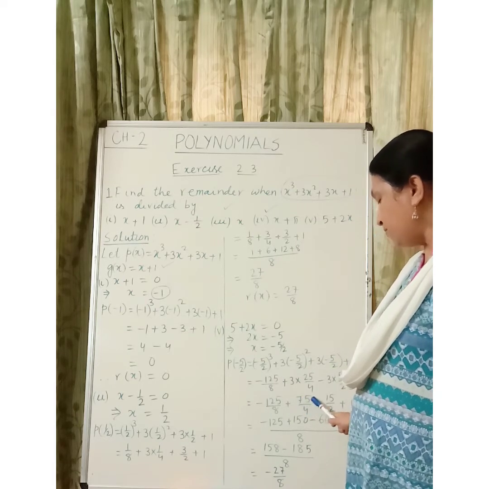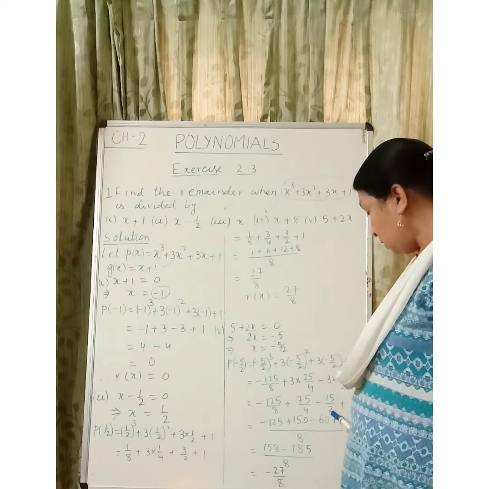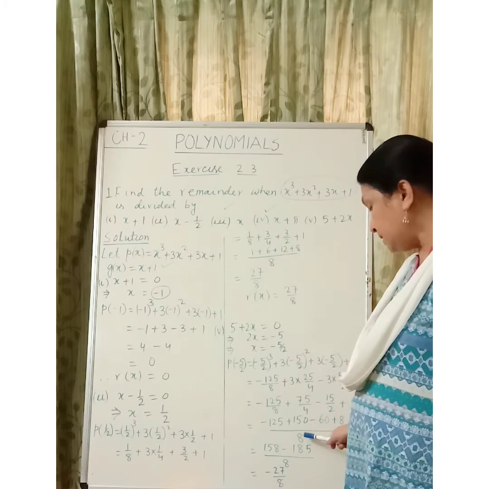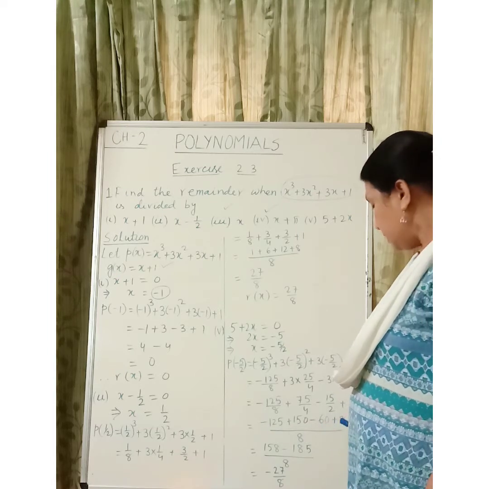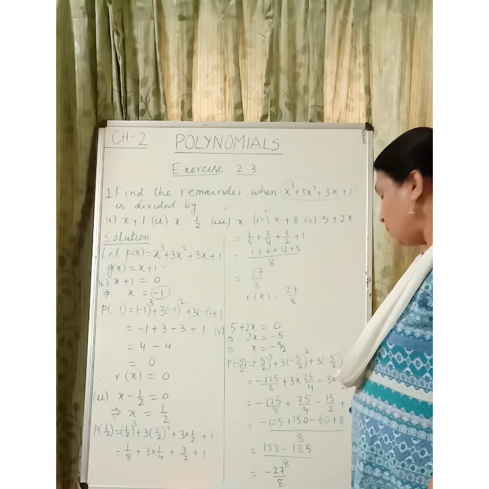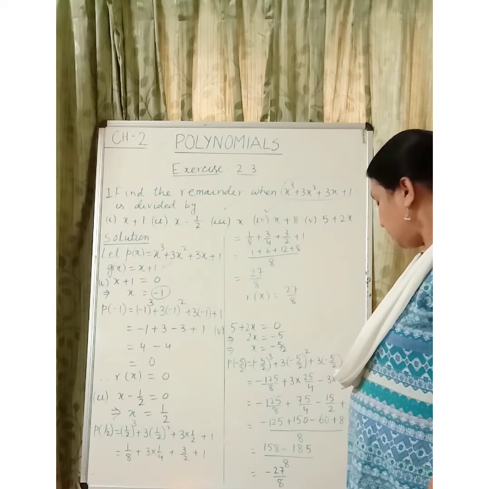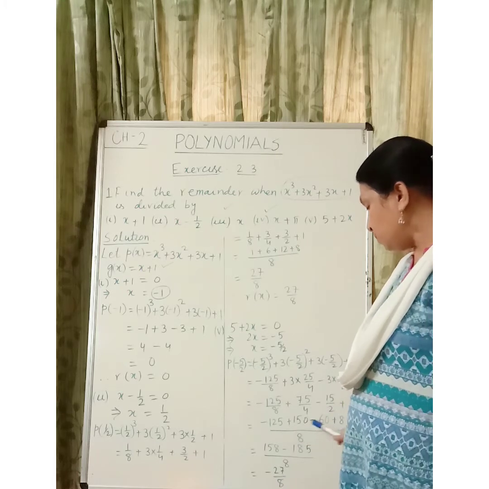So 75 into 2 is 150. Then we have 2 multiplied with 4 is 8. So 15 multiplied with 4 will be 60. Then finally 8 divided by 1 is 8. So 8 into 1 is 8. So we are getting, now simplifying further.